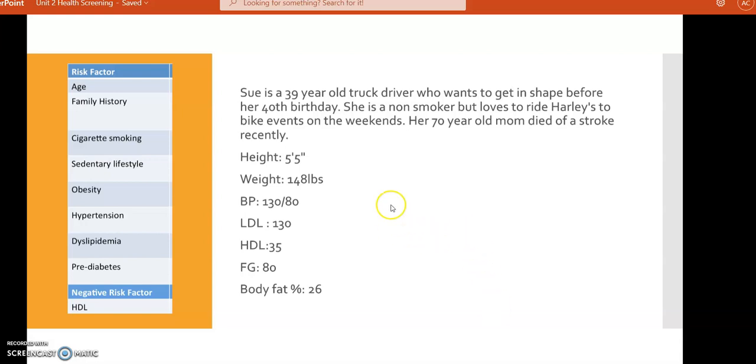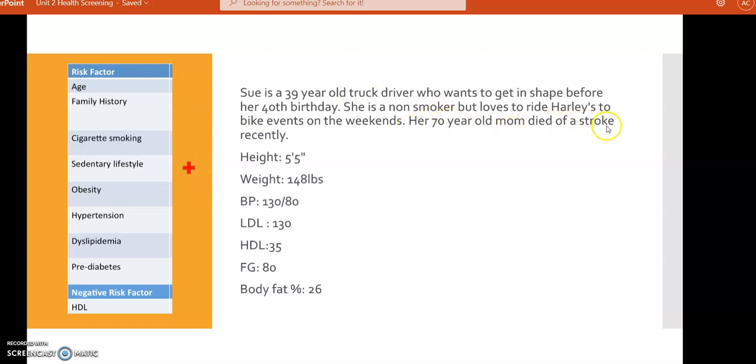For Sue, she's 39, so that's under our age threshold. So age is not a risk factor. She is a non-smoker. She's a truck driver. That's a sedentary occupation. She's a non-smoker, so smoking isn't a factor. She likes to ride Harleys. That's also sedentary. So it looks like sedentary is going to be a risk factor.